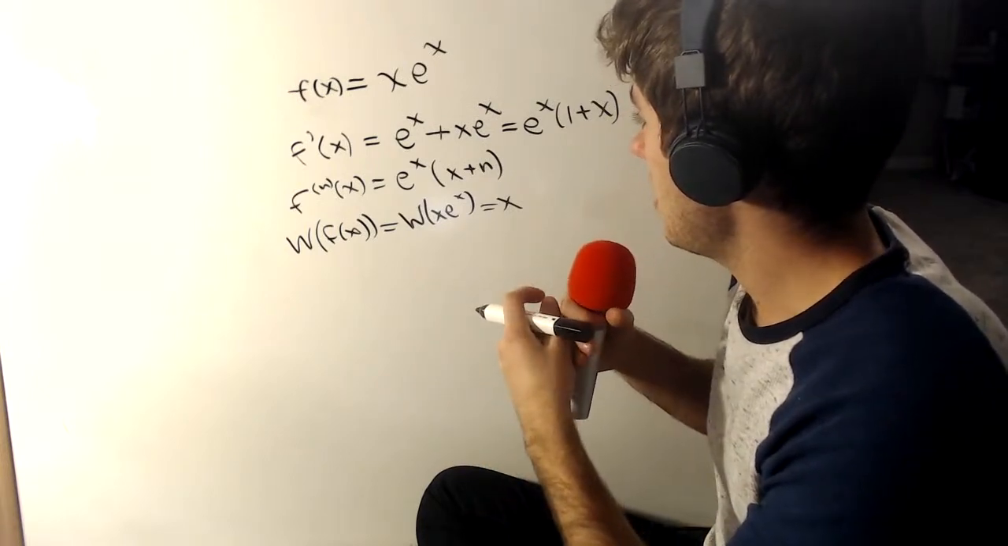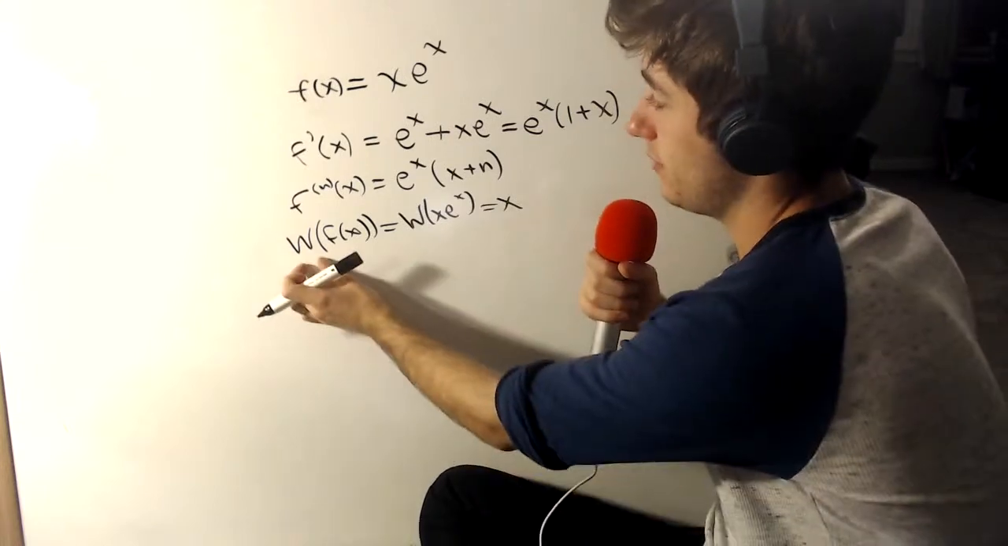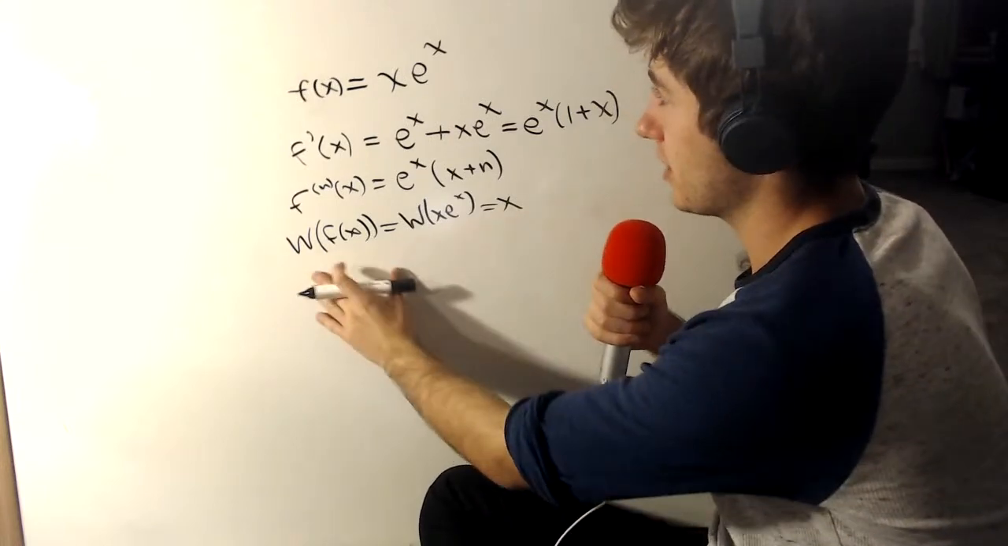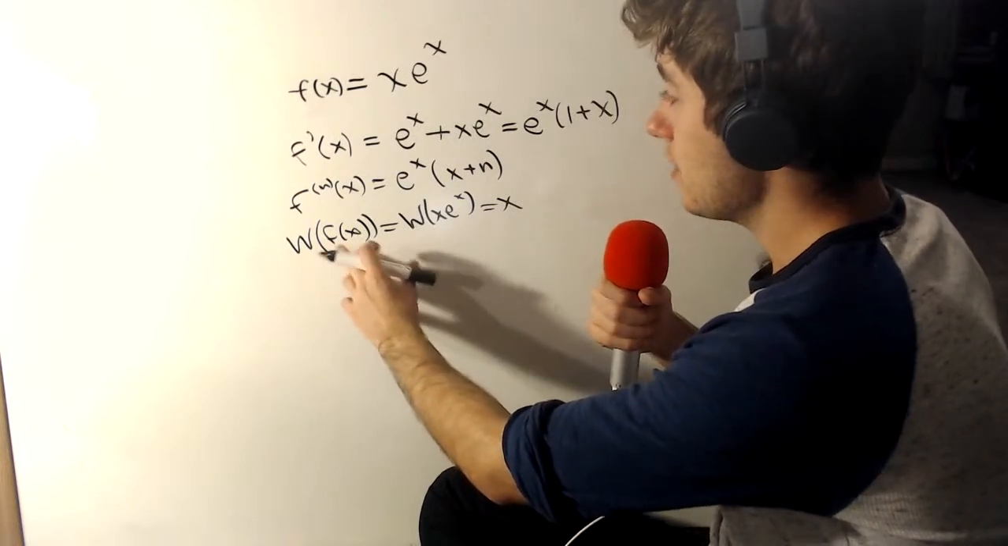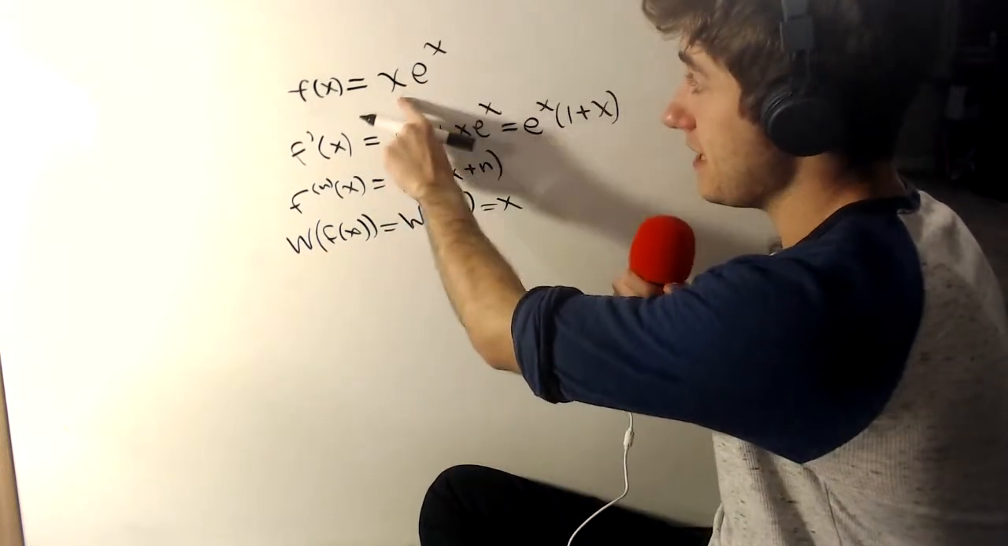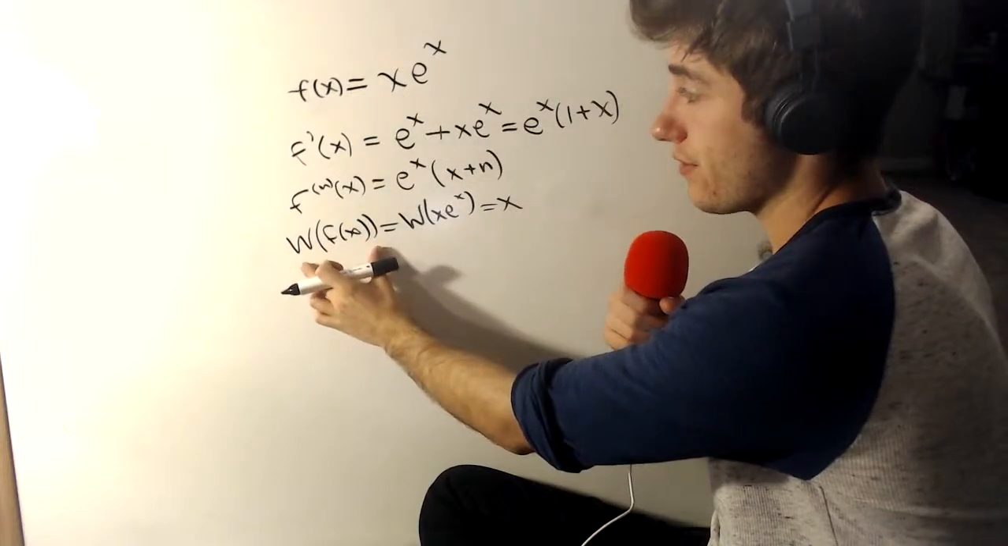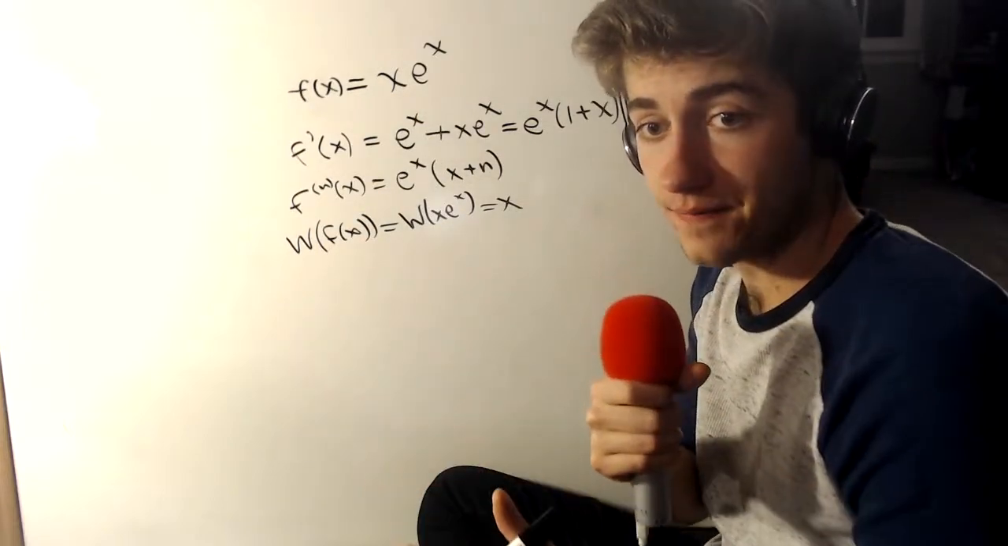Because we know that w of f of x is equal to x, and now I'm going to say w of y. I'm going to replace f of x with y. That means we can just replace the x's in the original equation with w of y, right?